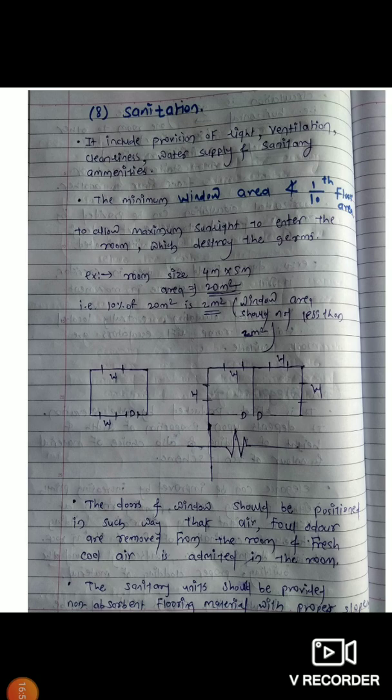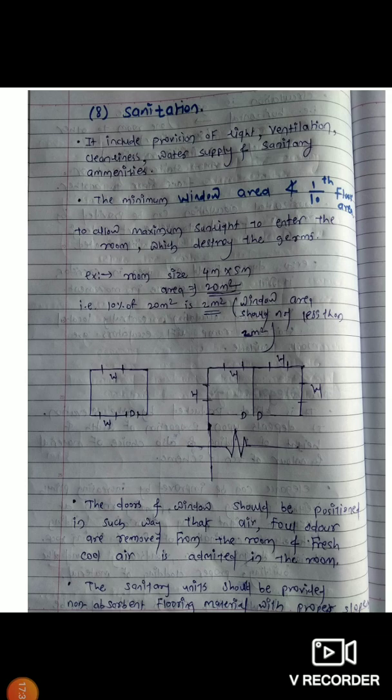The next principle is sanitation. Sanitation is related to hygiene. It includes provision of lights, ventilation, cleanliness, water supply and other amenities. The minimum window area must be kept at 10%, that means 1/10 of the floor area, to allow maximum sunlight to enter the room, which destroys the bacteria present in that room.